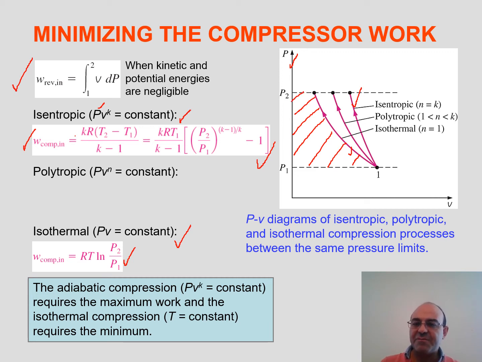And you see that for an isentropic compressor, the area between the curve and the p-axis is the largest. So for a compressor, in order to minimize the input work, the isothermal compressor is the best because it requires the minimum amount of work. That is based on this analysis and on the area under the V and P curve.